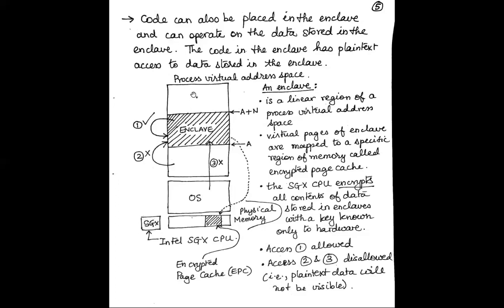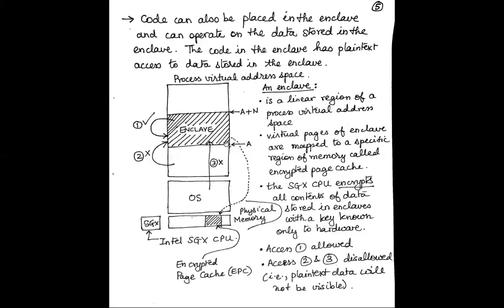As you can see pictorially, let's focus our attention on this box. An enclave is nothing but a linear region of the process virtual address space. I've shown you a picture where this process has one enclave. In reality, a process can have many such enclaves, but we will just focus on the setting where there's one enclave.